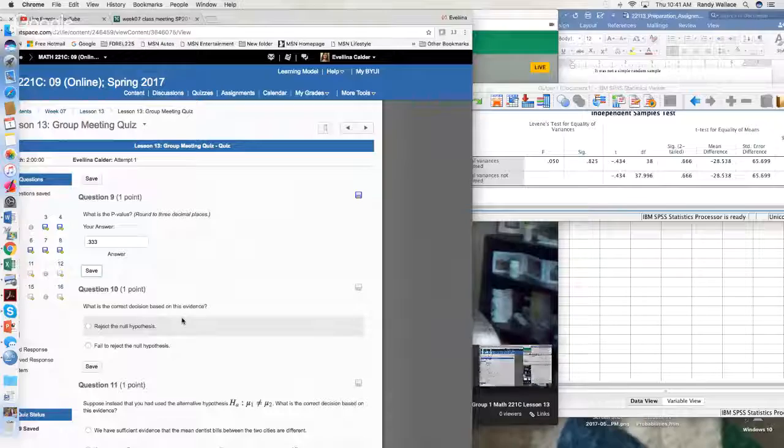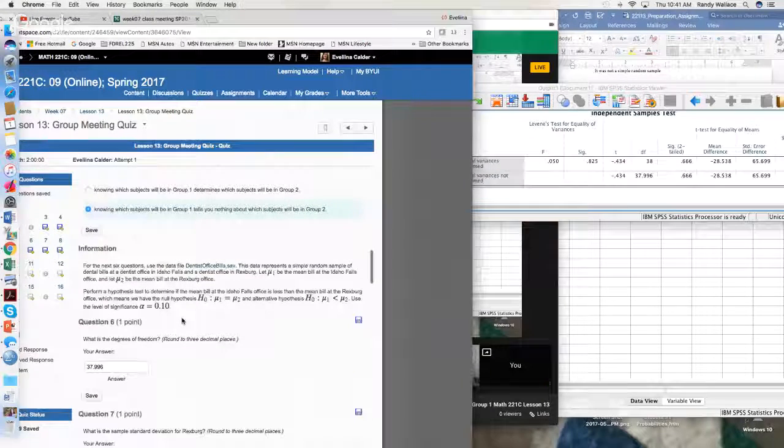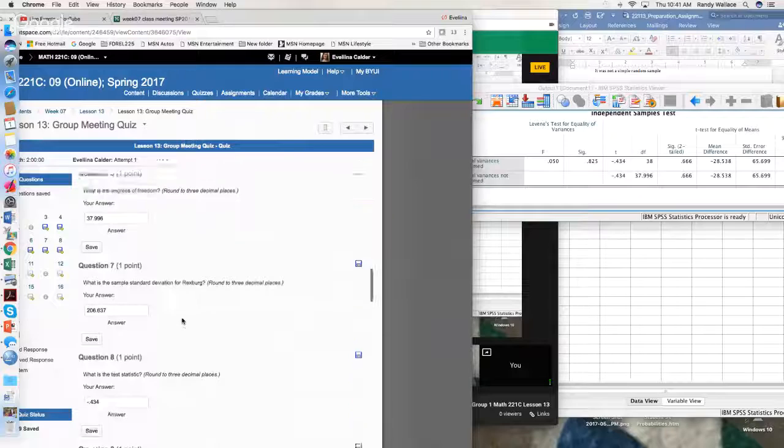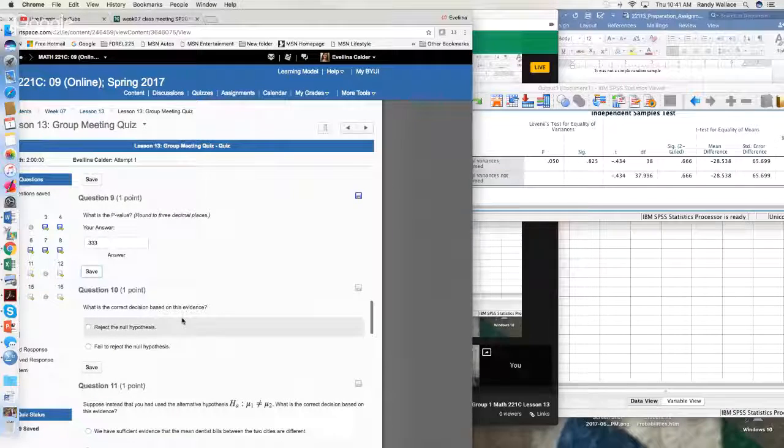Okay. So what is the correct decision based on this evidence? It's greater than 0.05. Wait, what was it? It's 0.10. So it's greater than 0.10. So yeah, you fail to reject because it's greater than.